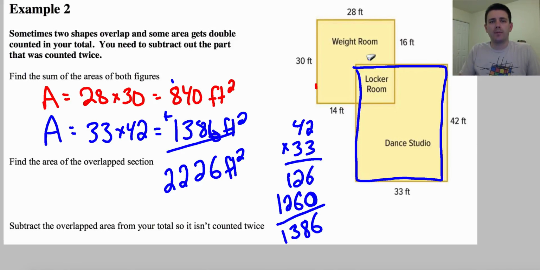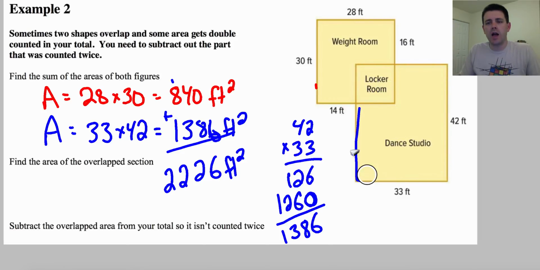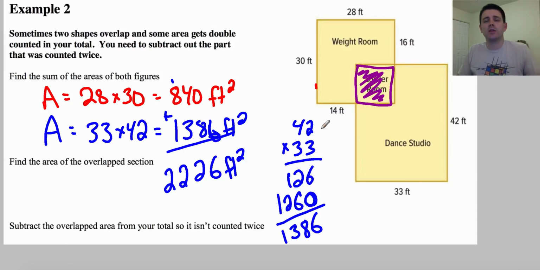But here's the problem. When I did that, this little section, the locker room on this one, ended up getting counted twice. It was counted in my red and it was counted in my blue calculation. So it got counted twice, too many times. So what I need to do is find its area and subtract it back out of this problem so it didn't get counted 2 times. Well, I need to find out its measurements. Okay? So first I need to find its base down here.